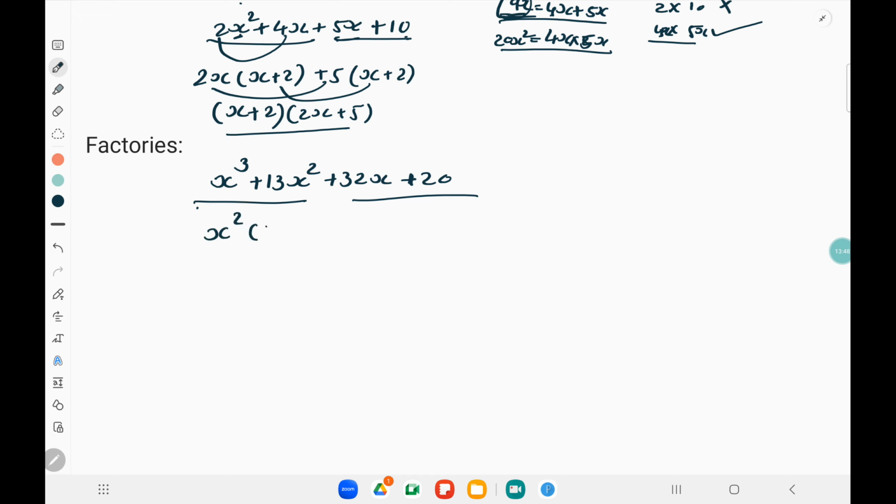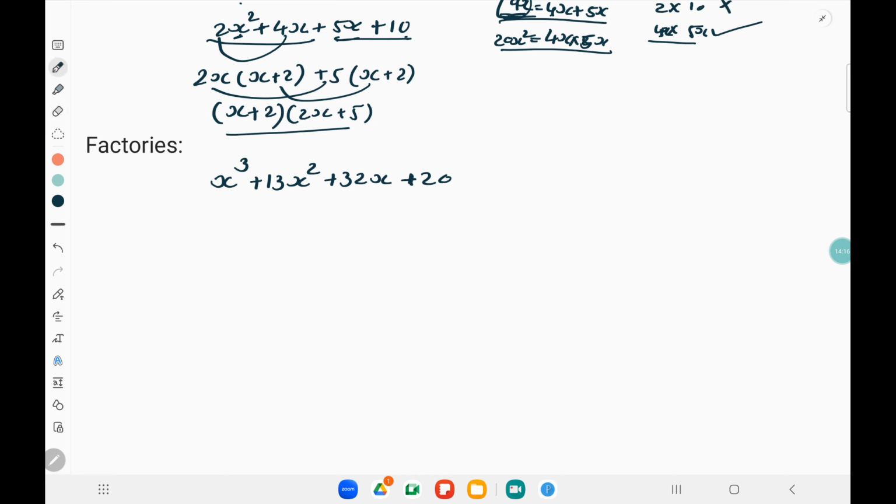x square is common, so x plus 13 remains, right? Plus, what is the common? 4. Yes, 4 is common. So what remains? 8x plus 5. So see, these two brackets are not getting a common factor. So by splitting or grouping we cannot factorize. So what can we do?